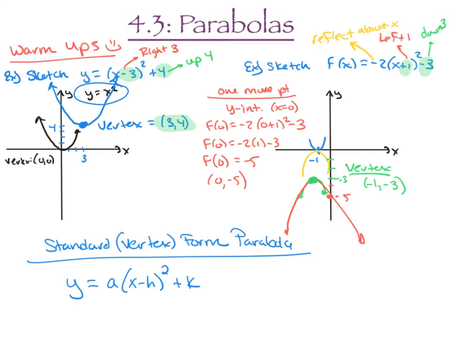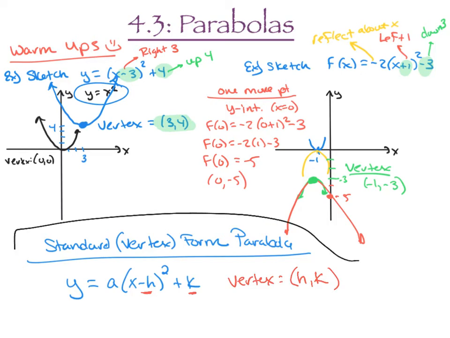And the reason I call this the vertex form or the standard form is because if it's written in this form with all the shifting that's been going on, we can see that the vertex would be at, change the sign of the number next to x, so h, and keep the sign of the number on the outside, k. This is what we're going to use for this chapter.